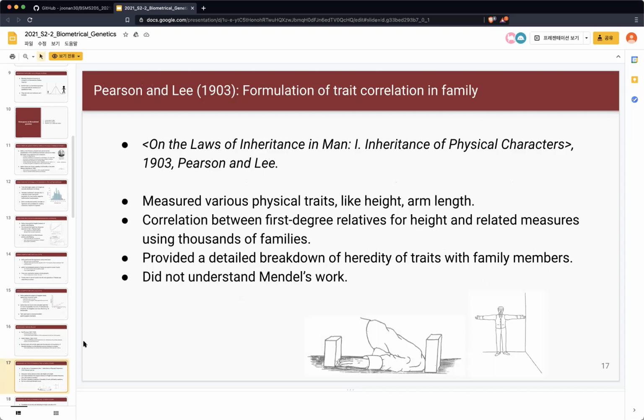So Pearson and Lee, in their 1903 paper, tried to formulate all the trait correlations within a family, right? What Karl Pearson did was measure various physical traits like height and arm length, and put them into a correlation calculation. Then he showed that most of the traits are correlated within a family, clearly indicating that the traits are heritable and also continuous traits, right?